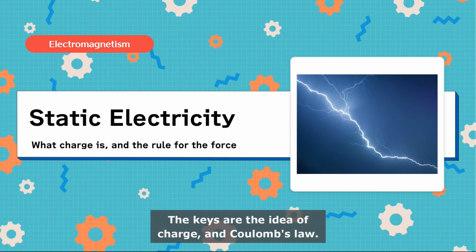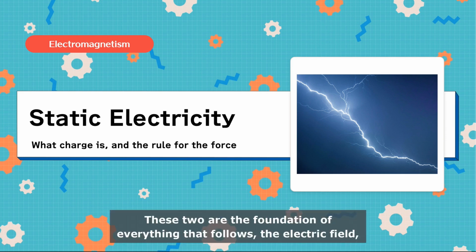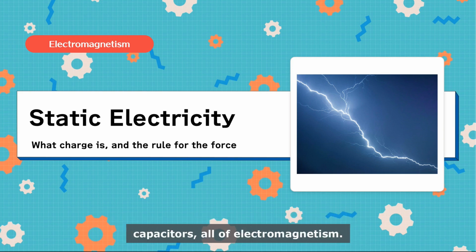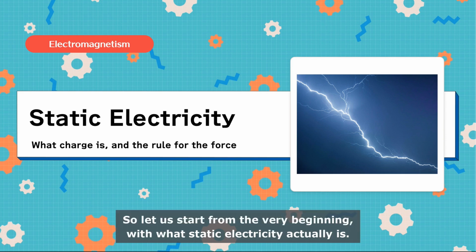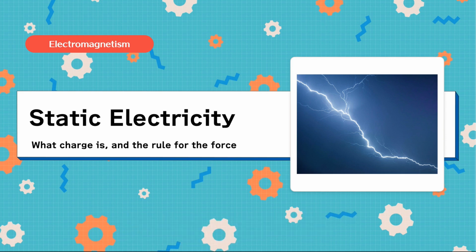The keys are the idea of charge and Coulomb's law. These two are the foundation of everything that follows: the electric field, capacitors, all of electromagnetism. So let us start from the very beginning with what static electricity actually is.